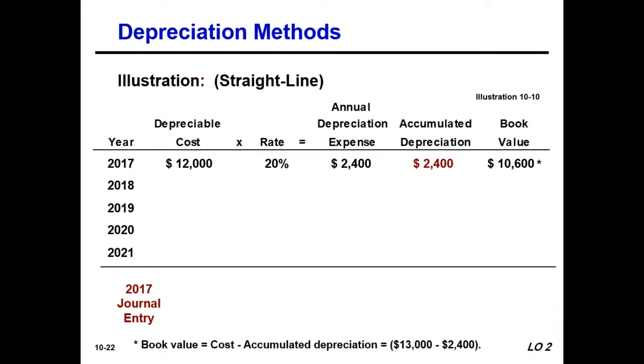Okay, no problem. Anyone else who knows how to record a depreciation expense? For 2017, what will be the entry? What will be debit? What will be credit? Debit is depreciation expense and credit is accumulated depreciation. Yes, thank you very much. Is it clear?